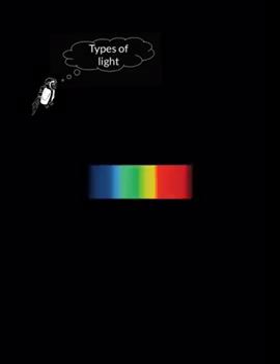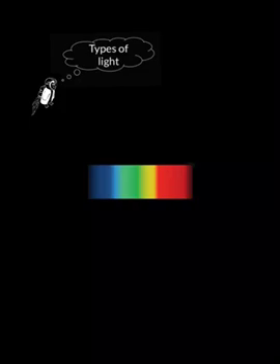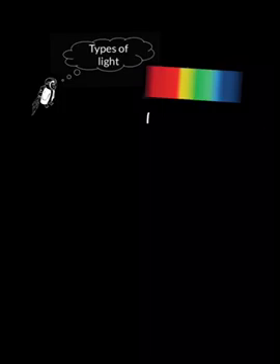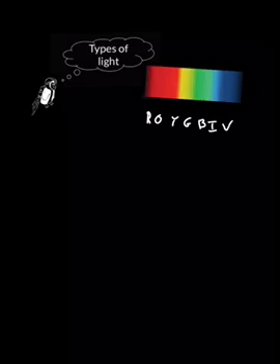Let's talk about the different types of light. You are probably familiar with visible light and the rainbow. Now, normally, it's arranged this way, red to violet, or red, orange, yellow, green, blue, indigo, and violet. Roy G. Biv. Of course, this is only the part of the electromagnetic spectrum that humans can see.